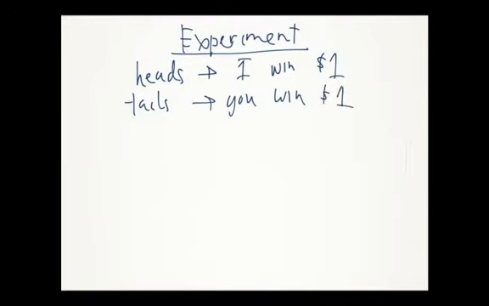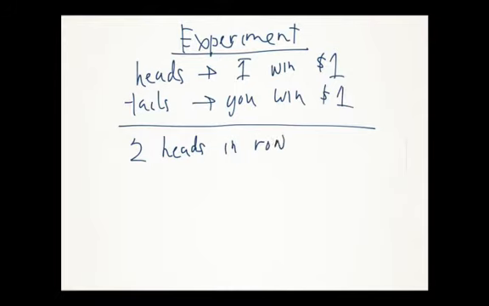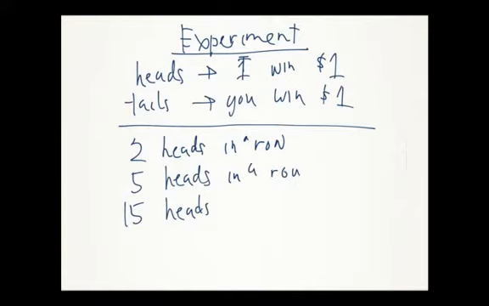Tails, you win $1. So what if the following happened? We got 2 heads in a row. You probably think, oh, I'm pretty down on my luck because I lost 2 times in a row. What if we got 5 heads in a row? What if we got 15 heads in a row? I won 15 times in a row. When would you start to get suspicious that maybe I'd cooked the game? Maybe it wasn't a fair game. It wasn't a fair coin. If I won 15 times in a row in a coin toss, you might start to get suspicious.